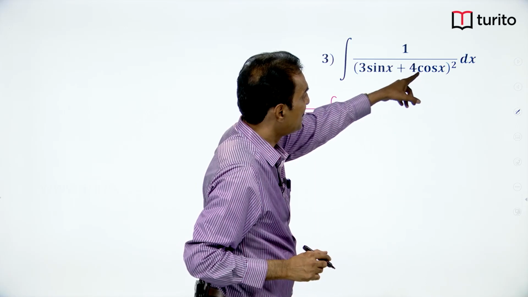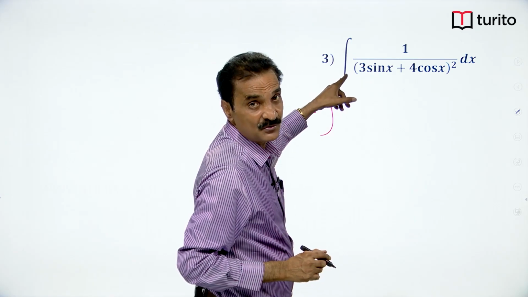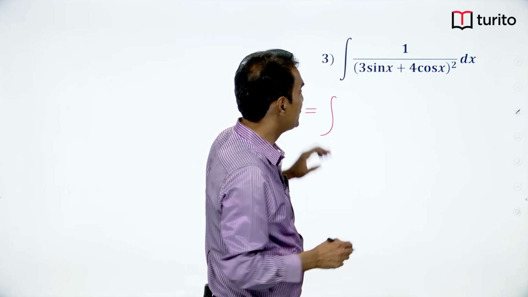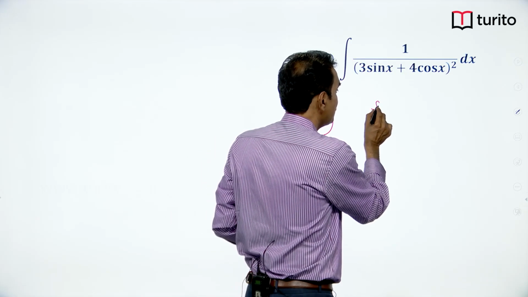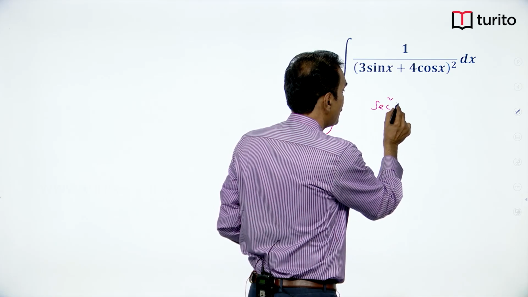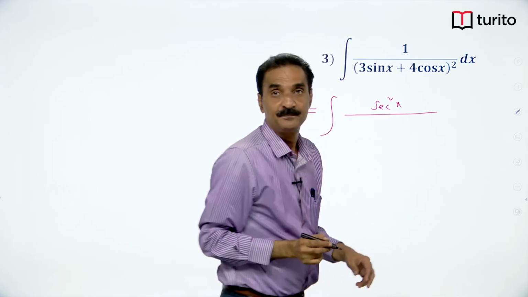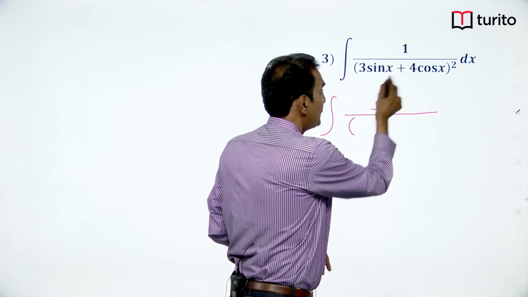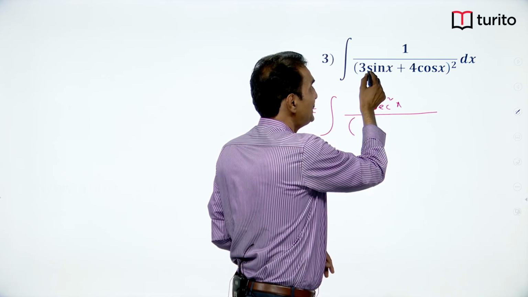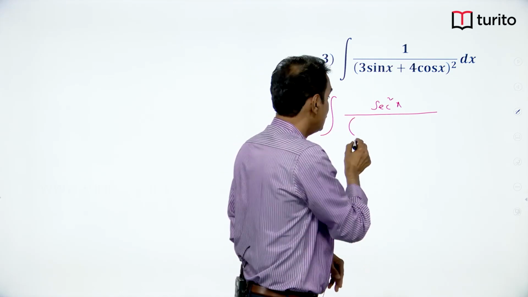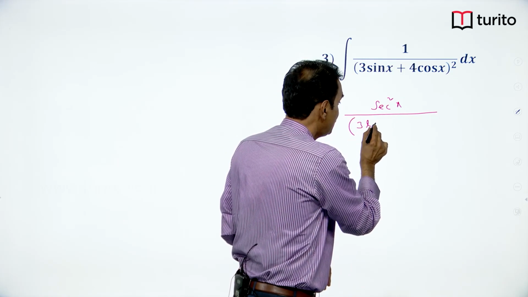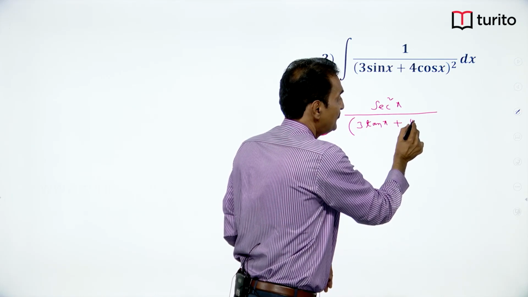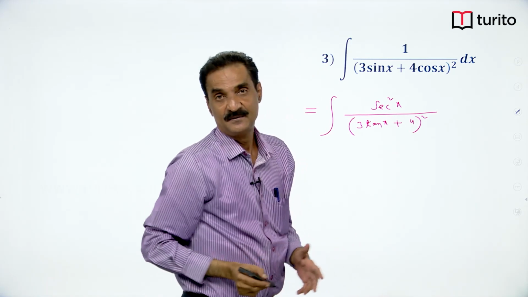If you take cos x common from this bracket, when it comes out, it becomes cos square x. 1 by cos square x is secant square x by, what happens to this? We have taken cos x common now, so this becomes 3 sin x by cos x, that is 3 tan x, plus 4 whole square dx.